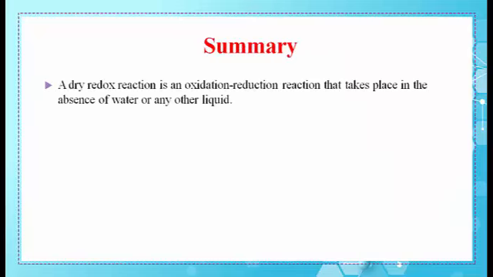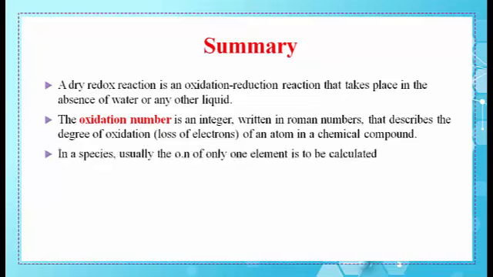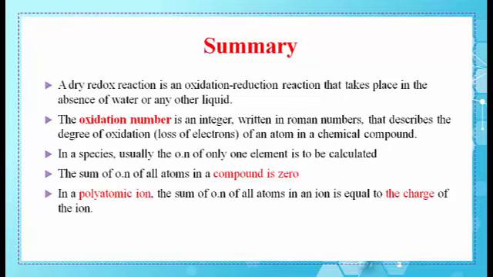The summary of this video: first, a dry redox reaction is an oxidation reduction reaction that takes place in the absence of water or any other liquid. The oxidation number is an integer written in Roman numbers that describes the degree of oxidation, loss of electrons, of an atom in a chemical compound. In a species, usually the oxidation number of only one element is to be calculated. The sum of oxidation numbers of all atoms in a compound is 0. In a polyatomic ion, the sum of oxidation numbers of all atoms in an ion is equal to the charge of the ion.